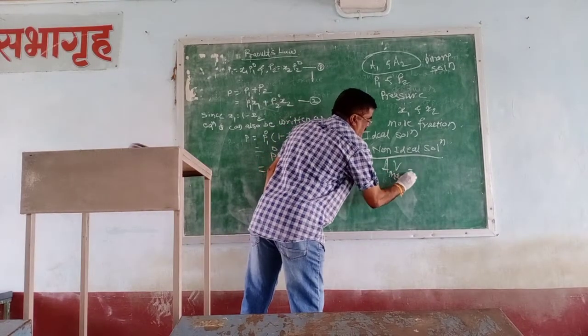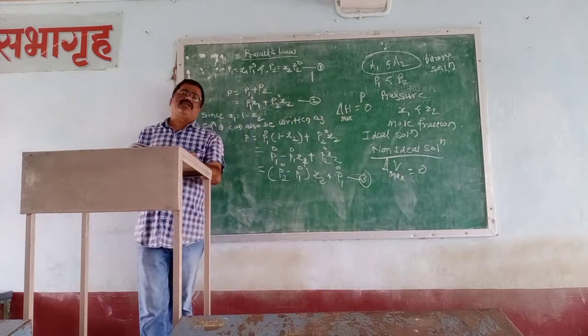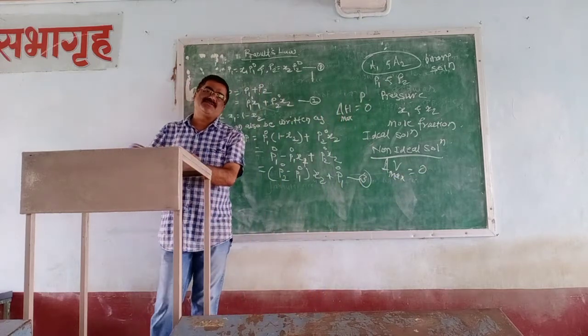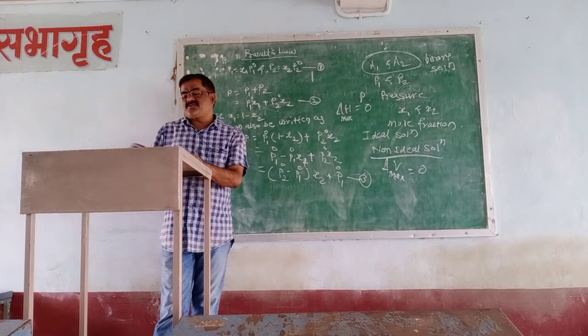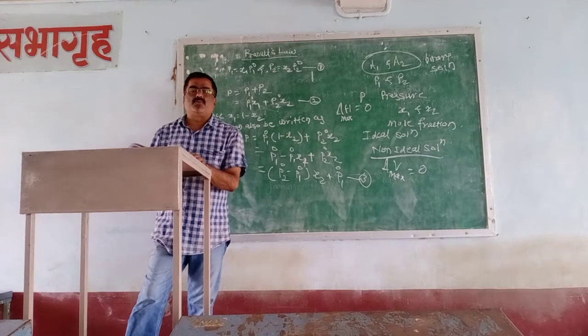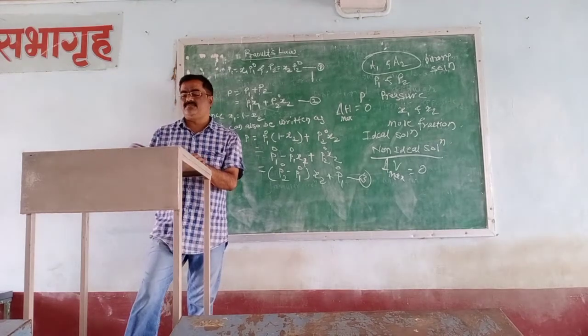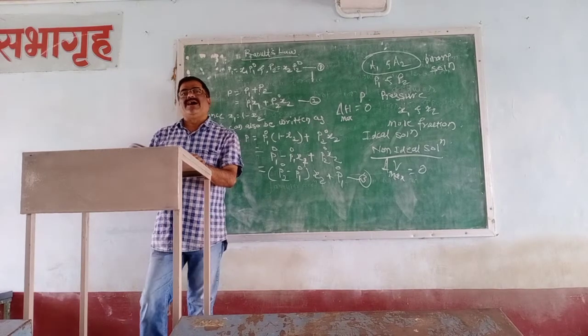There is no change in the volume of the ideal solution when the two components of the solution are mixed together. At that time, the delta V, the volume of the components, does not change. There is no change when the components form an ideal solution.